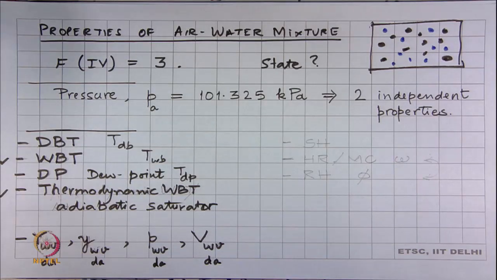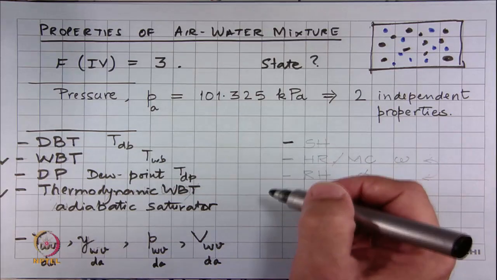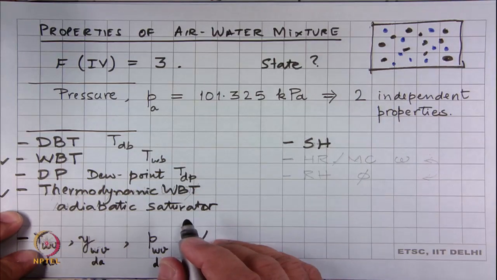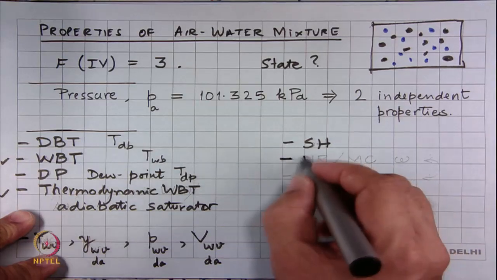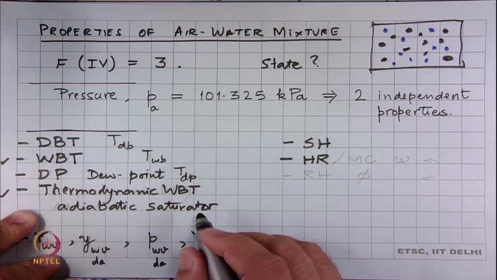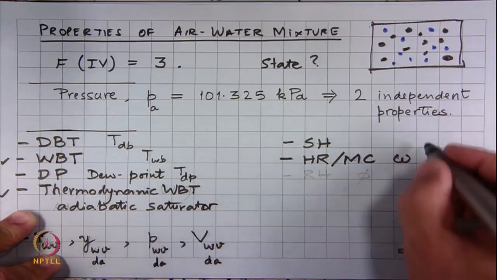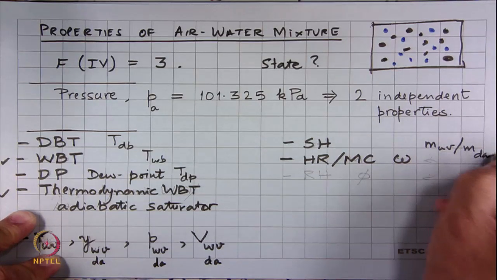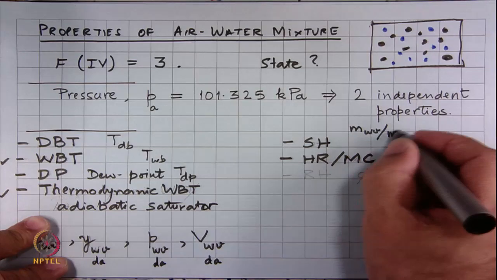Then we came across another set of properties which told us something about what we call humidity. So, we had one definition which was specific humidity, which was mass of moisture in a kilogram of the air. Then we looked at humidity ratio or moisture content, symbol omega, which was mass of water vapor per mass of dry air. This was mass of water vapor per mass of air.